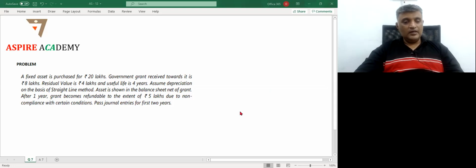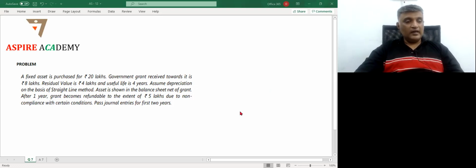Asset is shown in the balance sheet net of the grant. After 1 year, grant becomes refundable to the extent of 5 lakhs due to non-compliance with certain conditions. Pass journal entries for the first 2 years. So let's pass for year 1 and then year 2.